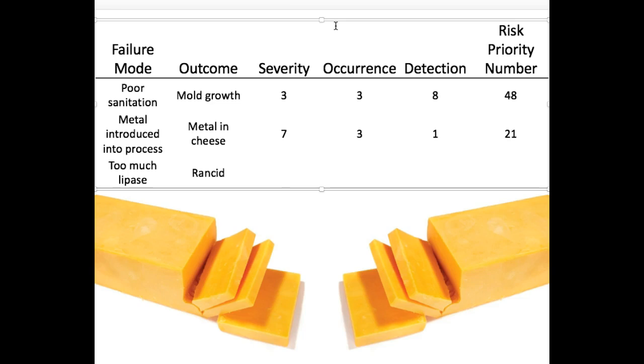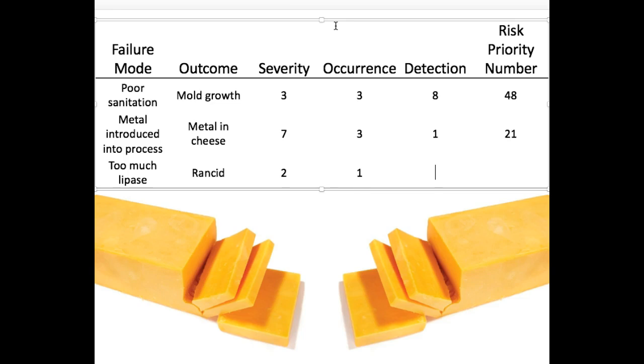Now for the rancidity, the severity. It's really not going to make people sick. It may make them a little bit grossed out. So in terms of severity, it's not even really as bad as mold because you can still eat the cheese. So we'll give this a 2. Occurrence, rancidity doesn't happen that often. It's actually pretty rare to find cheddar in the store that has gone rancid. It really has to sit around for a while under the right conditions. So we'll give this a 1.